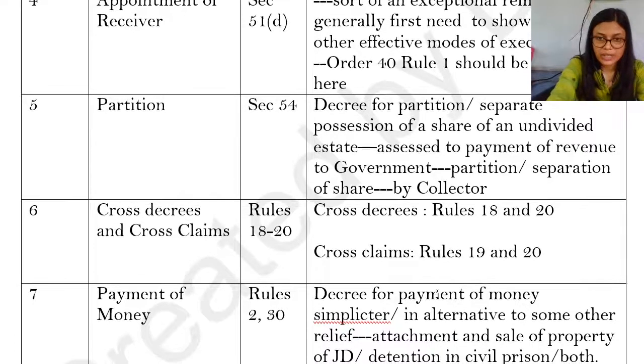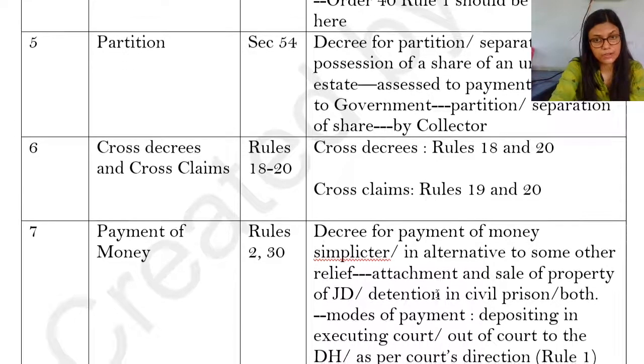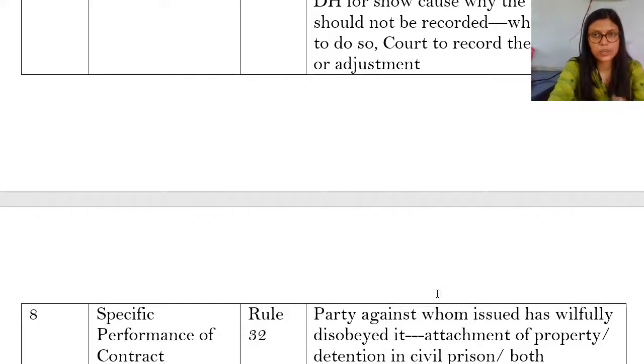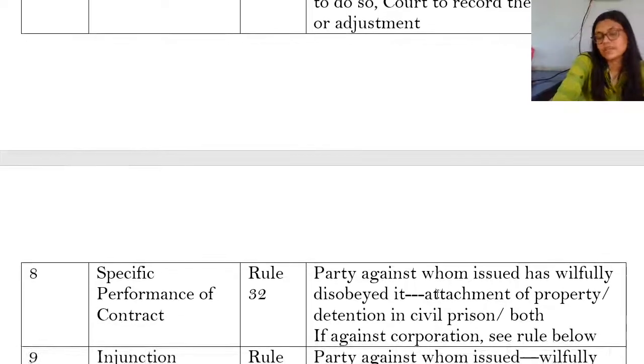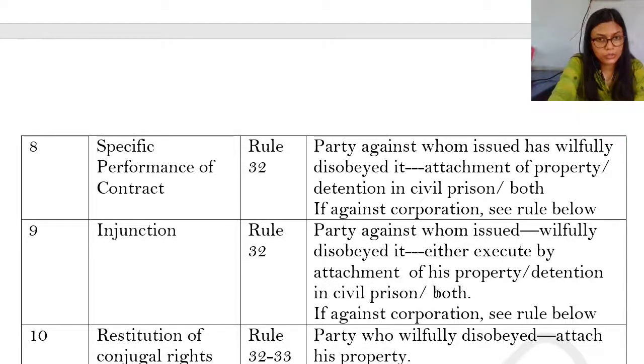Then if there is a payment of money, how you are paying that money and how the certificate needs to be recorded. The decree will be enforced by attachment or sale of the property of the judgment debtor, or detention in civil prison, or both. Rules 1 and 2 were dealt with here; you can go into detail, as I have dealt with it after the table also. Specific performance of contract: how are we doing so? By attachment of property, detention in civil prison, or both. In an injunction also, if there is willful disobedience, then here also attachment of property or detention in civil prison, or both. Restitution of conjugal rights, very important to remember: only attachment, no detention in civil prison.